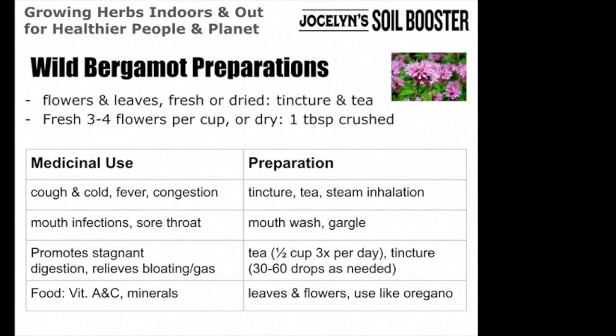So you can harvest the flowers and leaves. You can either have them fresh, use them freshly, or dry them for future use. And you can prepare them in a tea or a tincture. So I have a slide at the end to go into a few more details of how you can make your own tincture and teas. So usually you only really need 3 to 4 flowers for 1 cup of boiling water. Or if it's dried, even less, 1 tablespoon of the dried crushed plant material.